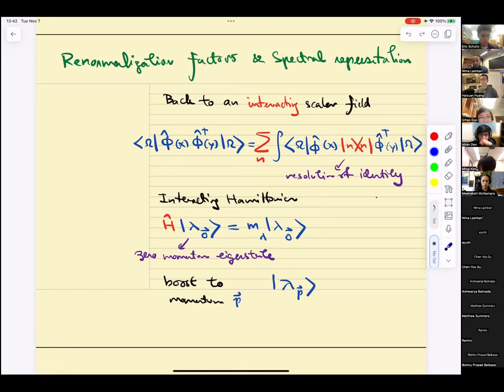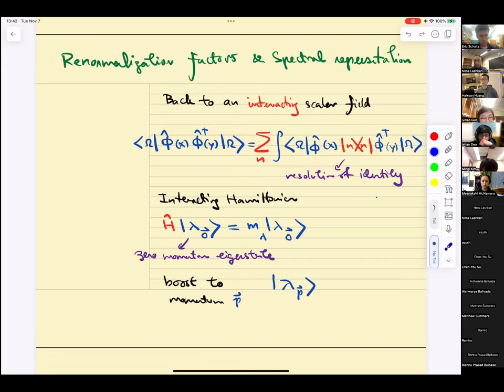Now, in the Hilbert space of quantum field theory, you have a resolution of identity, right? These are eigenstates of the interacting Hamiltonian, and I'm summing over this, right? So the sum here means some integral. If the labels are continuous, it's an integral. If the labels are discrete, it's a sum, right? So this is just some sort of a compact representation. But there is always a resolution of identity in Hilbert space, right?